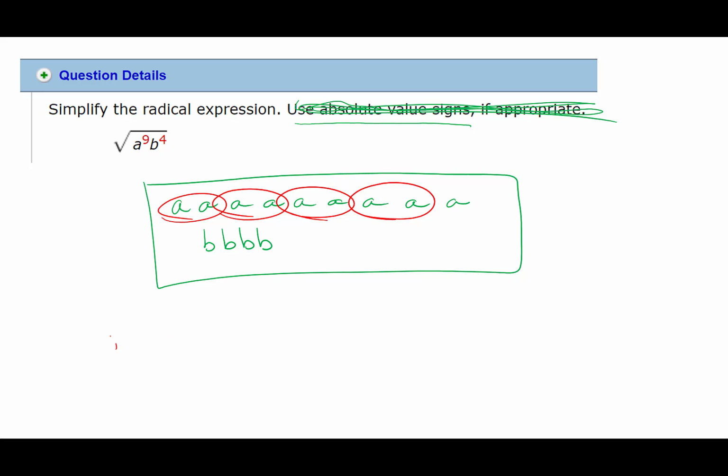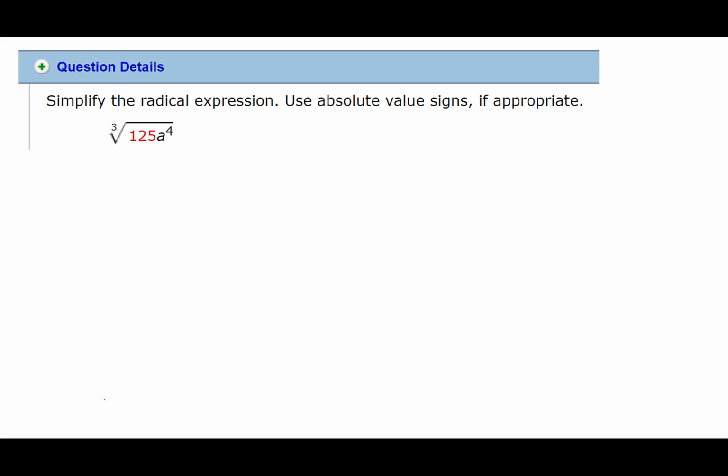On the outside of the radical, I want you to write that letter A and then an exponent of 4, which represents the 4 pairs of A's that we had. And then we have 2 pairs of B's, so we'll write the letter B with an exponent of 2. There was a single A left over, so that single A goes back inside of the radical, and this is your final answer.